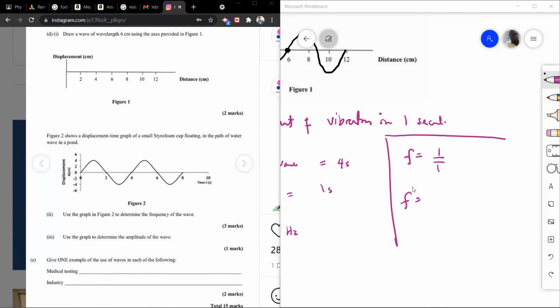Frequency is 1 upon T. The time for one oscillation is 4 seconds, so that's 1 upon 4. This is the proper working out for this. Therefore, the frequency is 0.25 hertz. I just wanted to make sure that we have the proper working out for this.